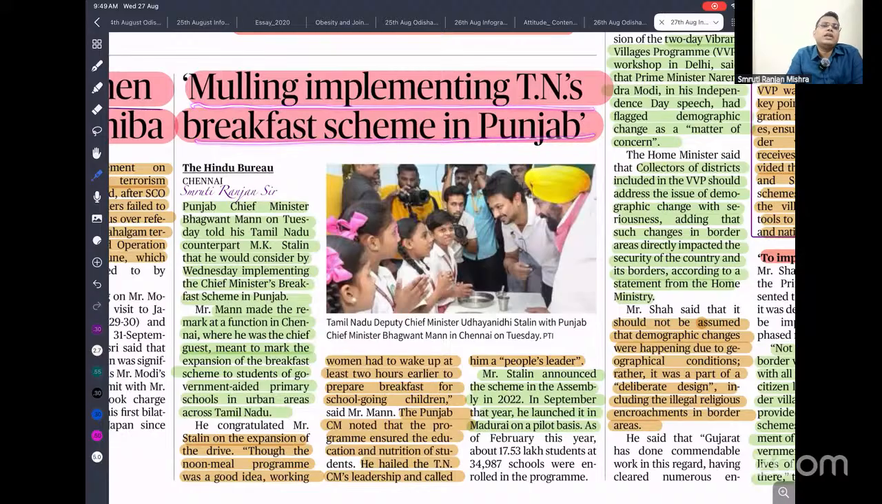Next: Punjab is mulling implementation of Tamil Nadu's breakfast scheme. Tamil Nadu implemented a scheme providing breakfast to school children, and Punjab is also planning to implement it at the school level. If we implement that, it is going to help improve the nutritional level of children. It is also helpful because mothers have to spend 2 to 3 hours making breakfast. Now if schools can provide breakfast, mothers will not have to spend so much time. They can participate in economic activity, and that leads to the empowerment of women also.